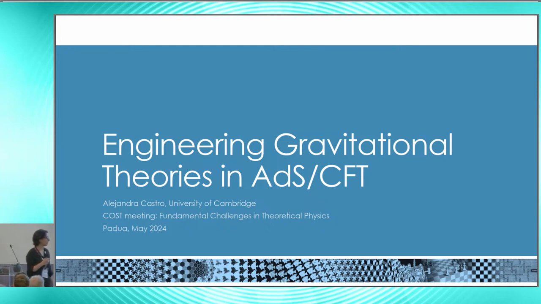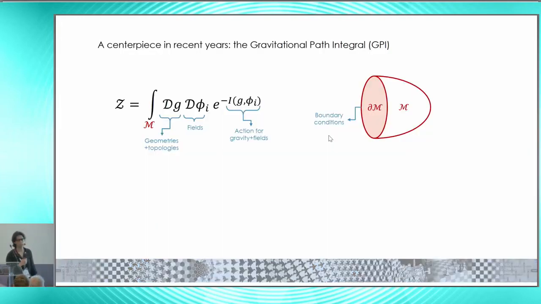So what is the idea that I have in mind? At the center of what I'm going to be telling you today is the gravitational path integral, okay? As we all know, this is basically an object that I've written here formally as something where you're integrating over all possible geometries and topologies. So over the gravitational degrees of freedom, you will have fields involved, and they will be weighted by their action, and there's going to be basically some boundary condition that you're going to put on this object.